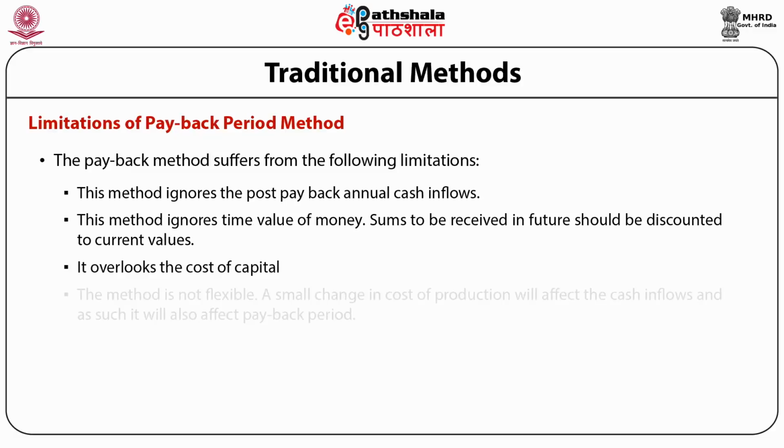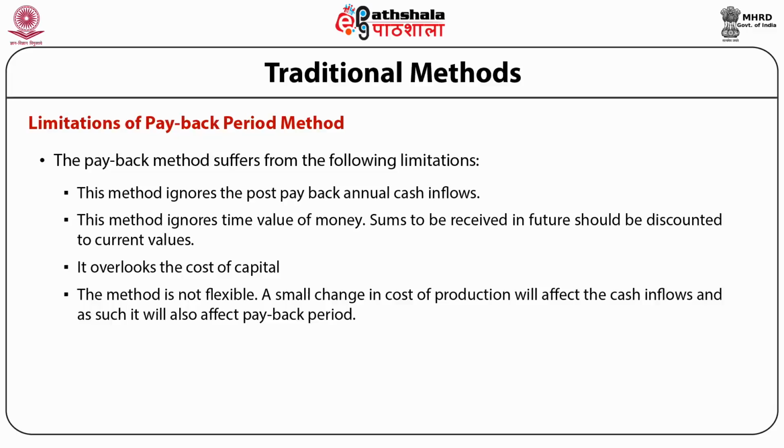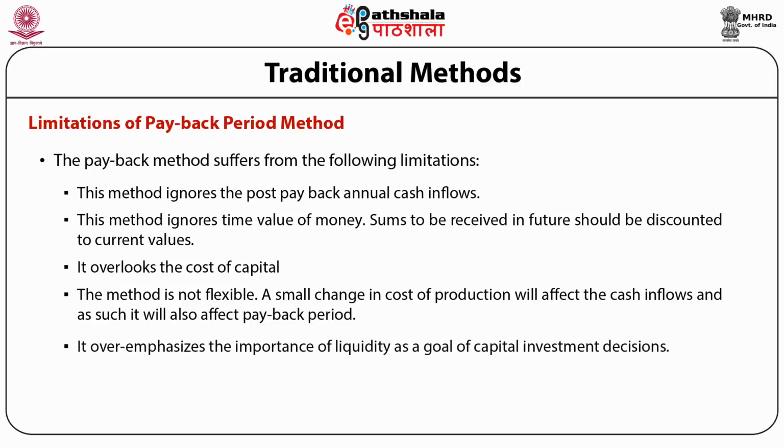Number 4, the method is not flexible. A small change in cost of production will affect the cash inflows, and as such, it will also affect payback period. Number 5, it overemphasizes the importance of liquidity as a goal of capital investment decisions. The second method under traditional methods is accounting rate of return.